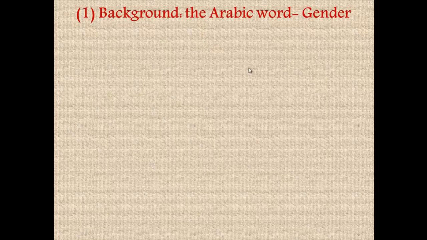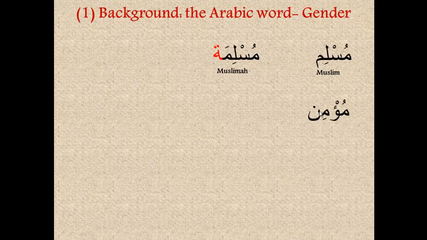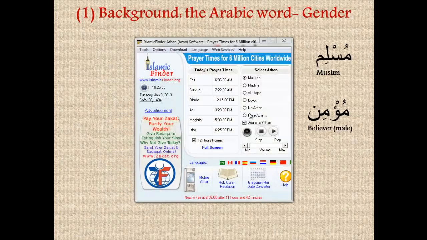Let's discuss gender in a bit more detail. Let's take the word Muslim, which is a male adherent or a follower of the Islamic faith. And if you add a tamar buta to the end of the word Muslim, we get muslimah, which is the female version of a Muslim, namely a female follower of the Islamic faith. A second word, mu'min, which means a male believer. If we do the same modification, by adding a tamar buta to the end, we get mu'minah, which is a female believer.